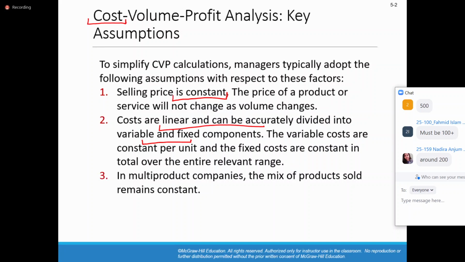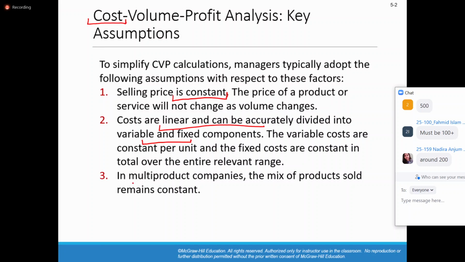And the costs are linear. I mentioned what a linear relationship of the cost is. When you can express the relation between the cost and the volume with the help of a straight line, it has a linear relationship.